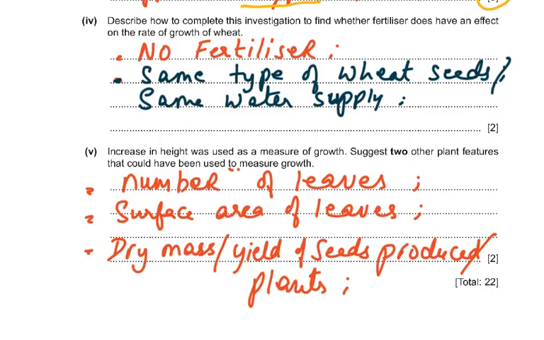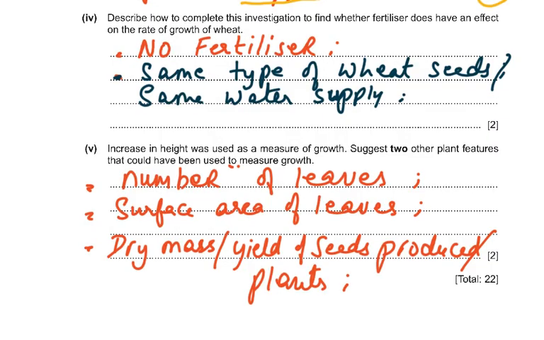Then coming to part 4 of the question, describe how to complete this investigation to find whether fertilizer does have an effect on the rate of growth. So we would have two types of experiments. In one, you would have the fertilizer, in the other, you won't have the fertilizer, so no fertilizer. And the same type of wheat seeds and the same water supply, so that the only difference we have is that one crop has the fertilizer and one does not have the fertilizer.